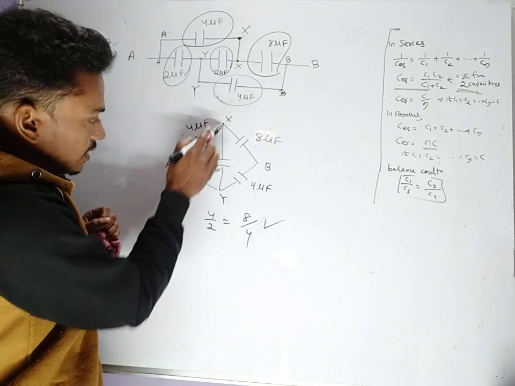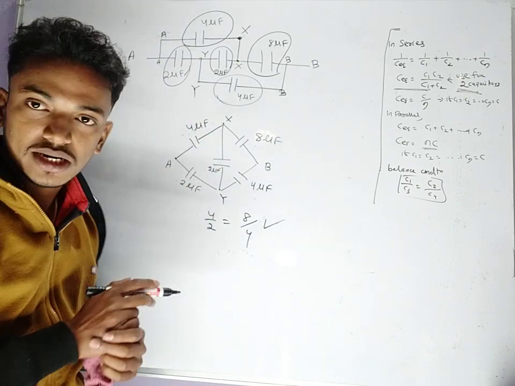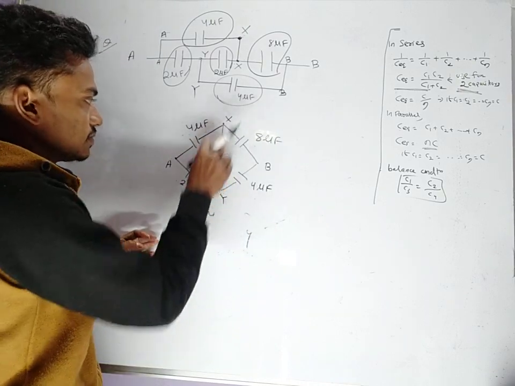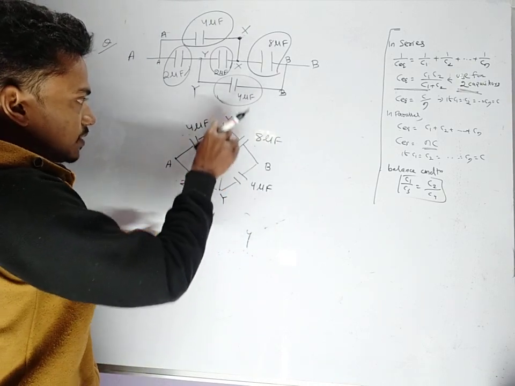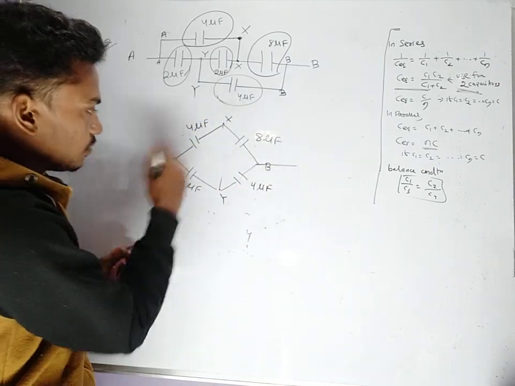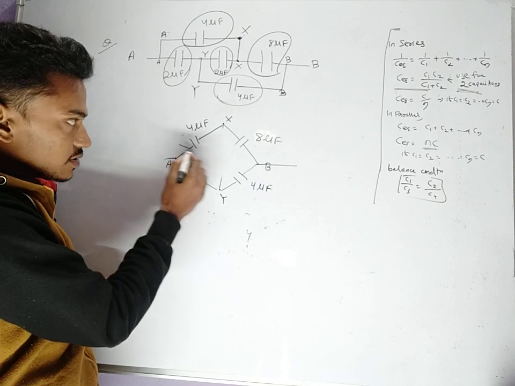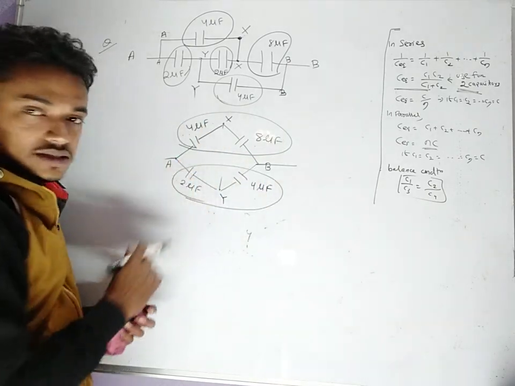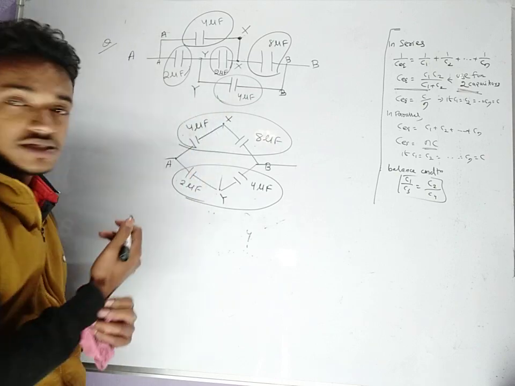So this point and this point, X and Y, have the same potential. So we can remove this capacitor. So the equivalent figure becomes like this. These two are in series and these two are in series. So their combination is in parallel.